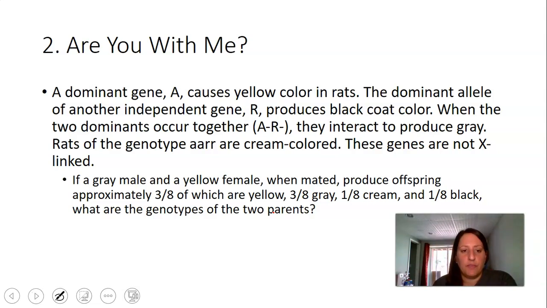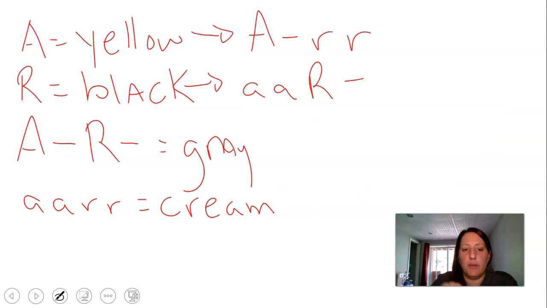Here's the offspring. The cross: a gray male and a yellow female when mated. Okay, so hold on. A gray male and a yellow female. So a gray male, I don't know yet what he is.